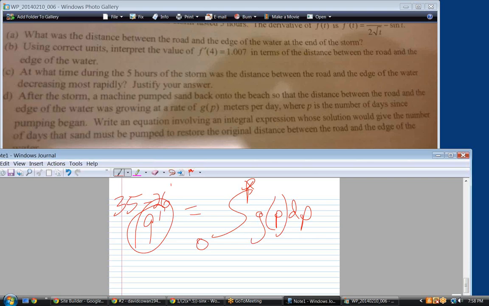Which is what we did. In other words, we got this 9 feet by taking the integral of the original function from 0 to 5. Mm-hmm. And we set it equal to the integral from 0 to p of g of p dt. Mm-hmm. Okay? All right.